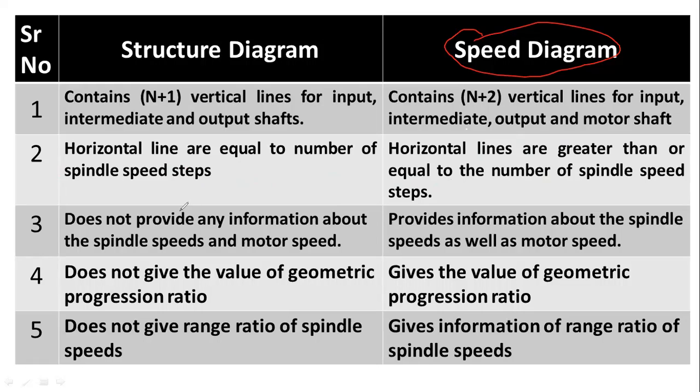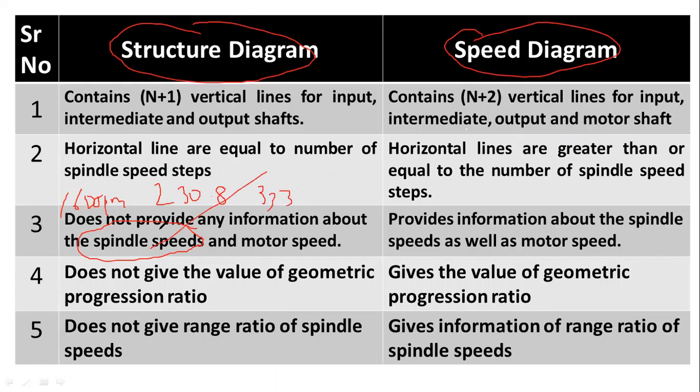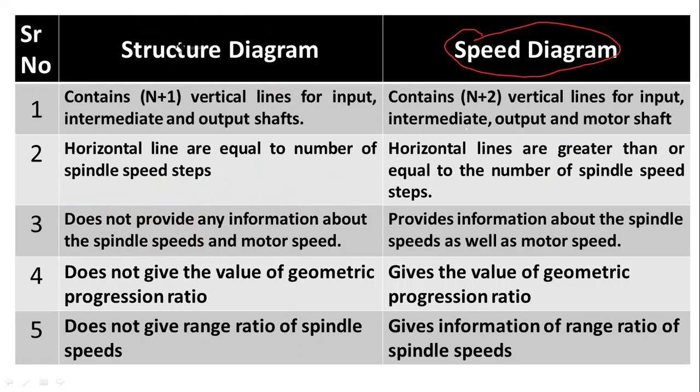See, structure diagram, you know, we are not doing any calculation. So actual information of the speed steps you will not get. First speed was 160 RPM. Then your N2 is say 230.832 RPM. Your N4 is 33. We don't get all this. You don't get this idea from the structure diagram. But yes, you will get all the information about the spindle speed as well as motor speed from the speed diagram.